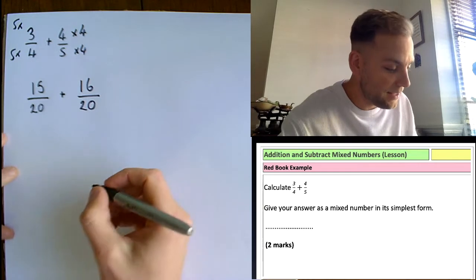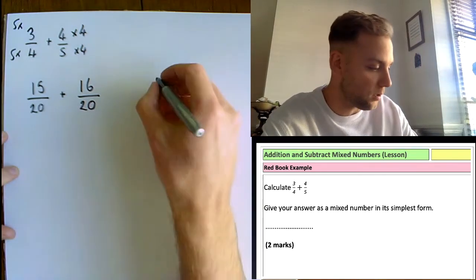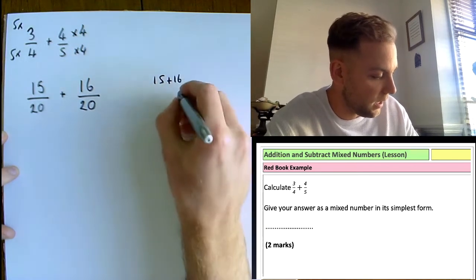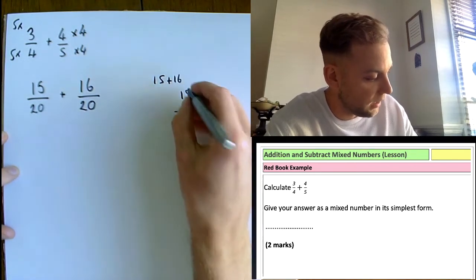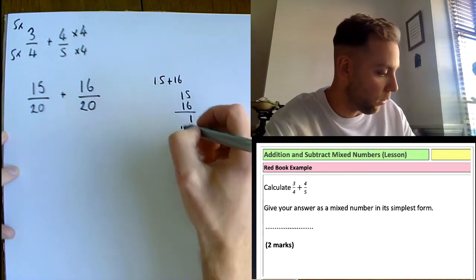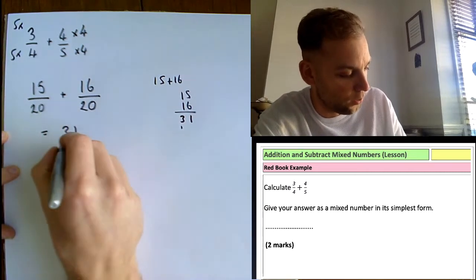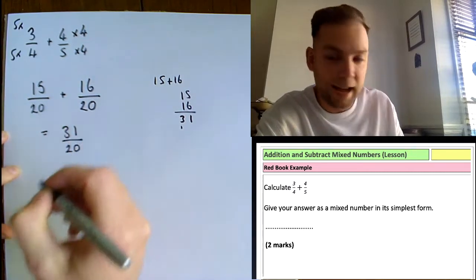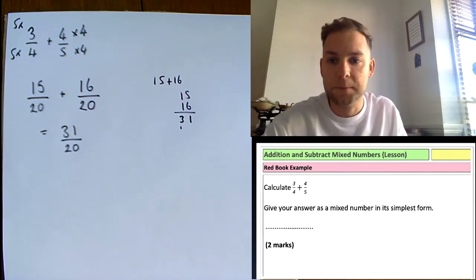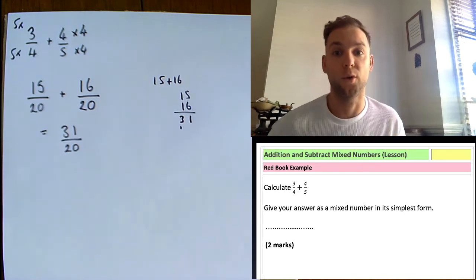So when I add these together, it's going to be 15 plus 16. You can do that on the side if you want. 5 plus 6 is 11, carry the 1. So we end up with 31. So this is equal to 31 over 20. Now notice that this question says, give your answer as a mixed number in its simplest form.